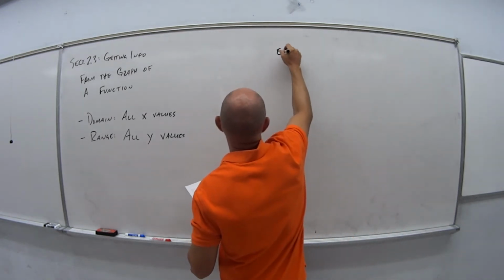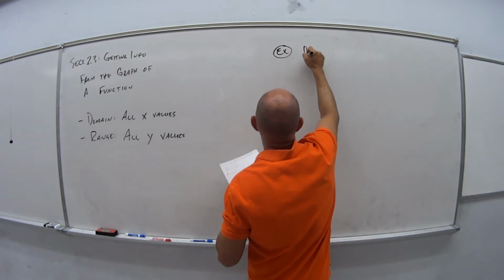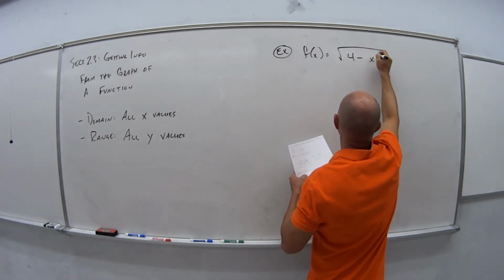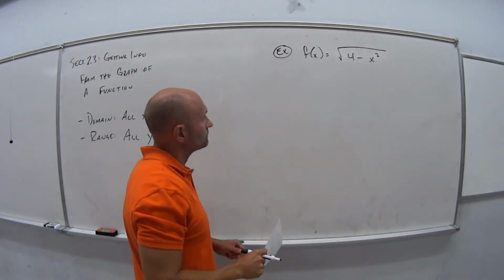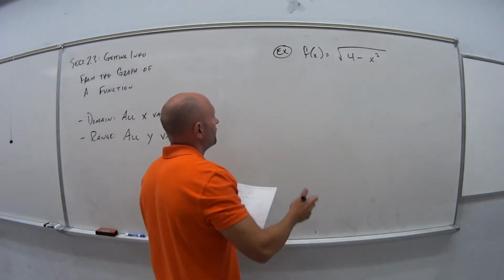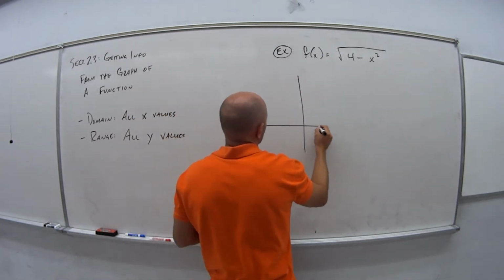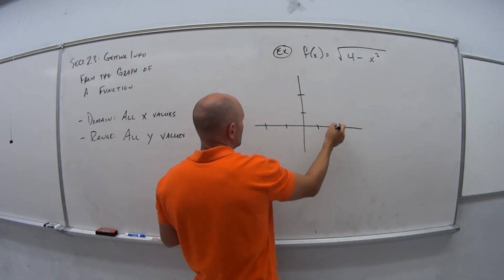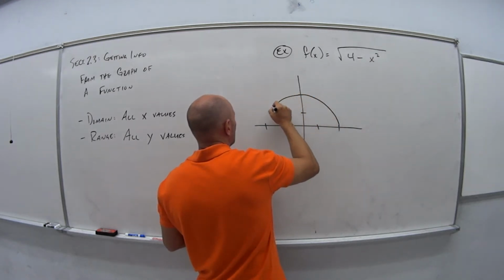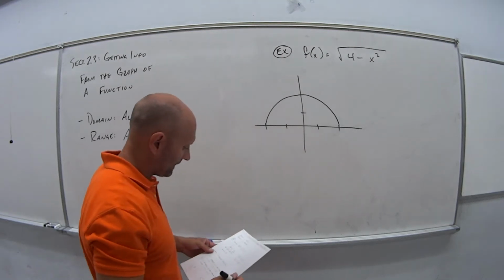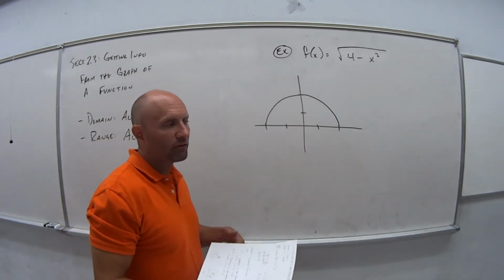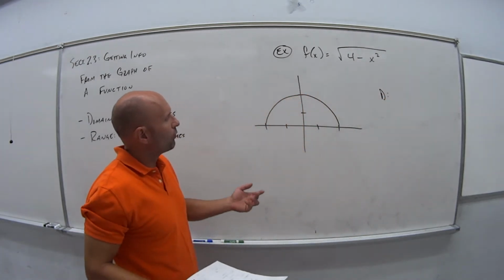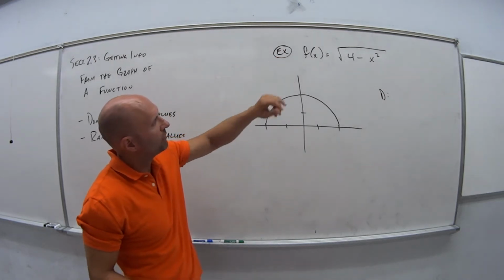So for example, if I'm given that f of x is equal to the square root of 4 minus x squared, so if I was to graph this, or if you were given this graph, this is basically a half circle that looks like that. And if I was asked, what's the domain and what's the range? Well, the domain is all the x values that could be plugged into this function.